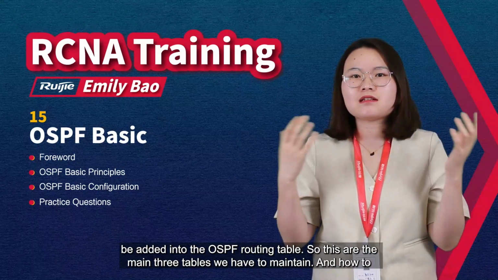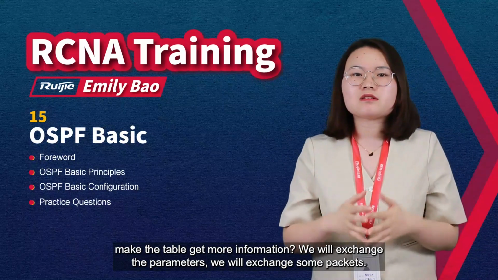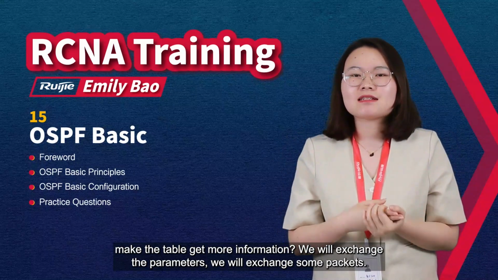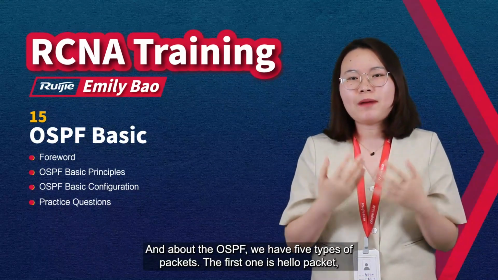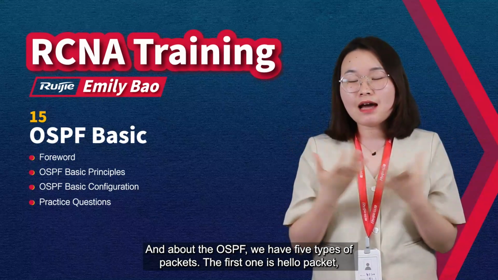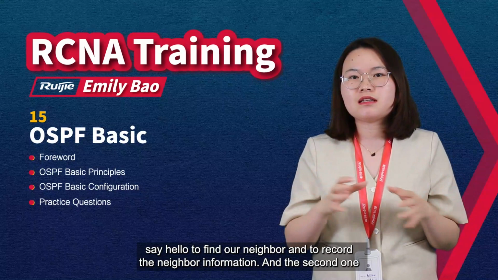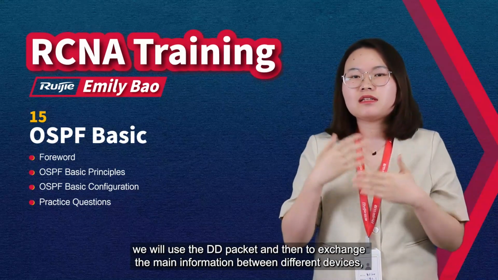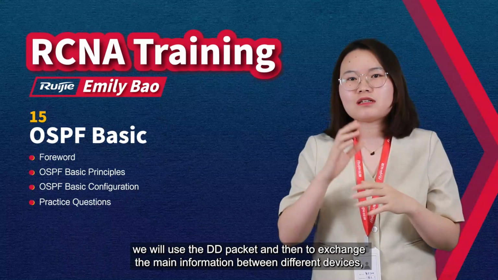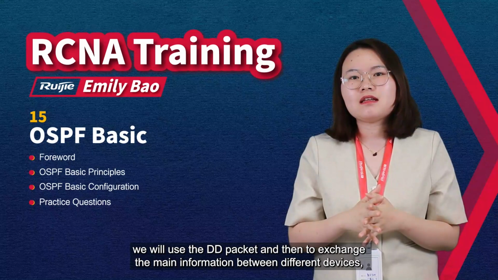And how to make the tables get more information? We will exchange the parameters. We will exchange some packets. And about OSPF, we have 5 types of packets. The first one is hello packets. Say hello to find our neighbor and to record the neighbor information. And the second one, we will use the DD packets to exchange the main information between different devices.